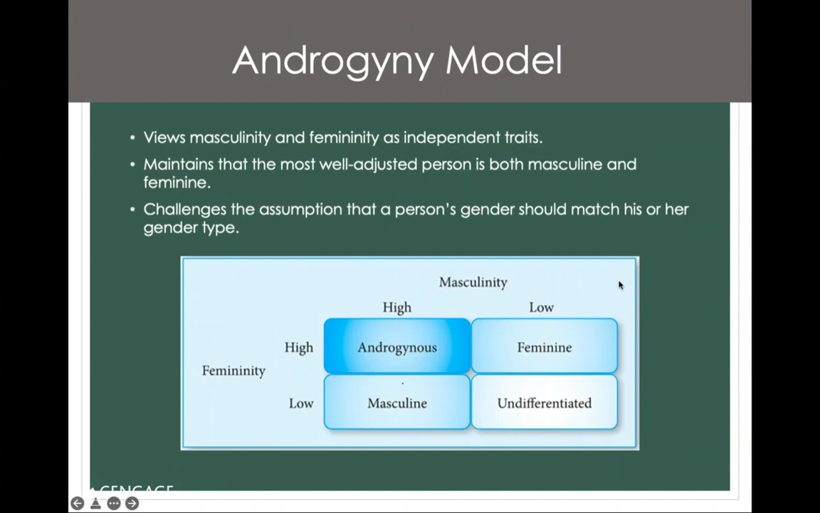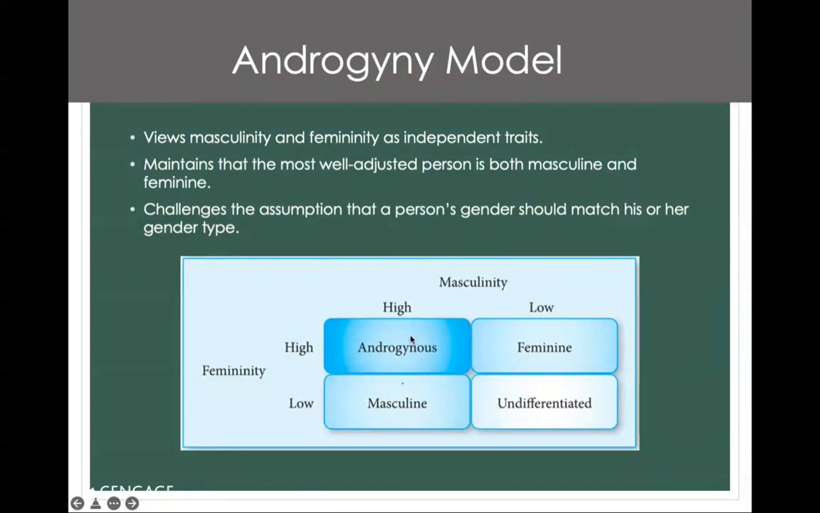However, it's not the case in the new androgynous model of masculinity and femininity, where they say that these two are independent traits. So people can be high on both, right? It doesn't mean if you're high on one, you're not high on the other. It's not like high on one, low on the other, but it can be both. You can be high on both, you can be low on both.